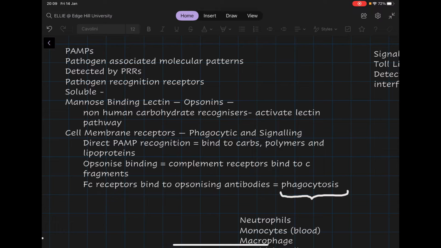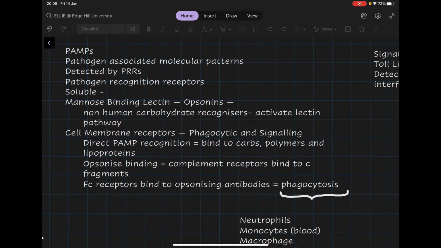And then there are cell membrane receptors. There are two types, which can cause phagocytosis or signalling. So there can be direct PAMP recognition. This is when there's binding to the carbohydrates, polymers or lipoproteins on the surface.